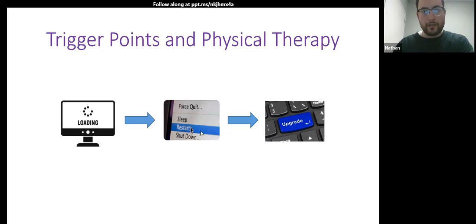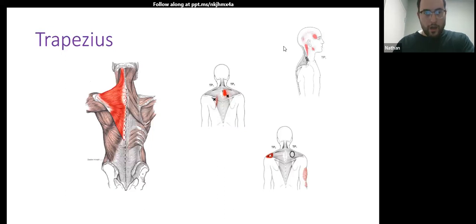Okay, so again, physical therapy is we've got to restart that frozen computer, i.e. the trigger points, and then we've got to upgrade them with exercise, with retraining. Okay, so here's an example of a muscle which is probably one of the most common players when it comes to headaches. This is the trapezius muscle.